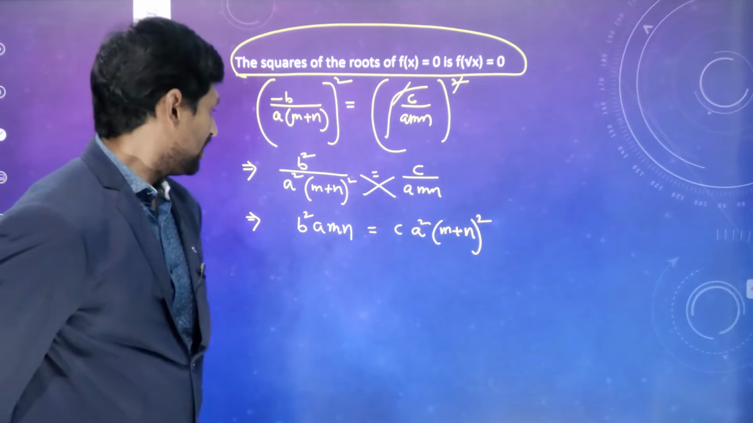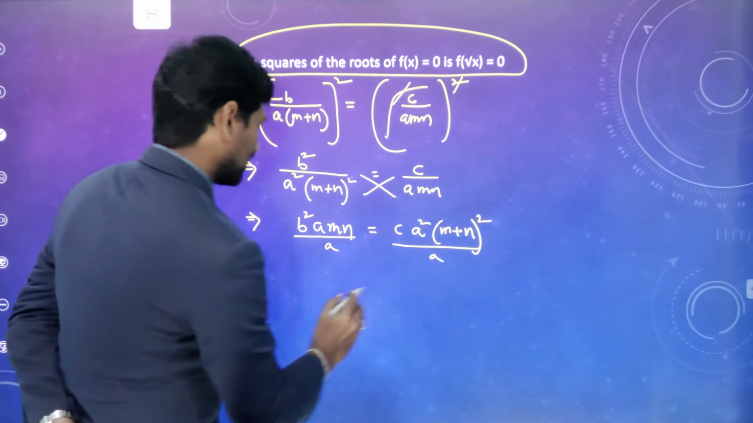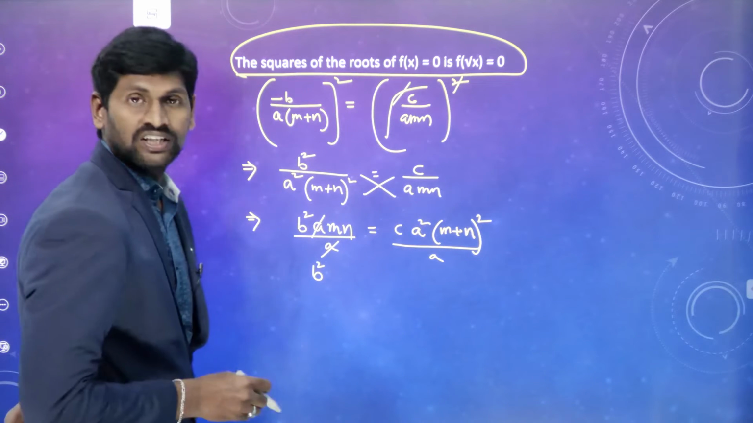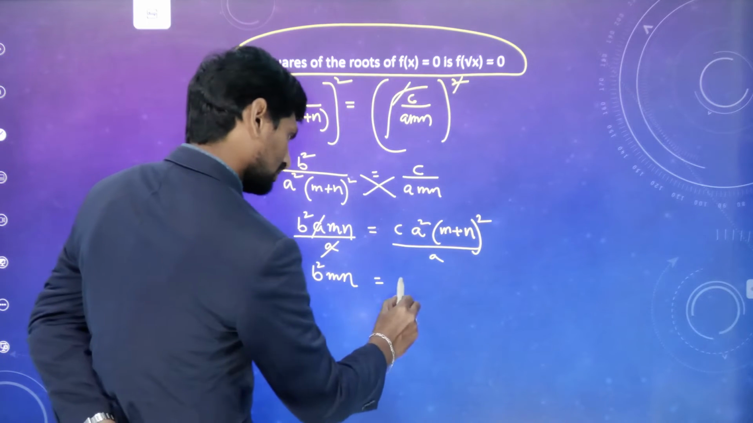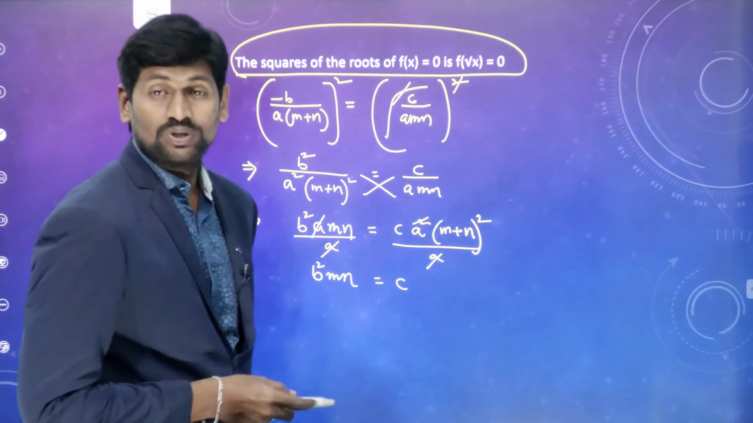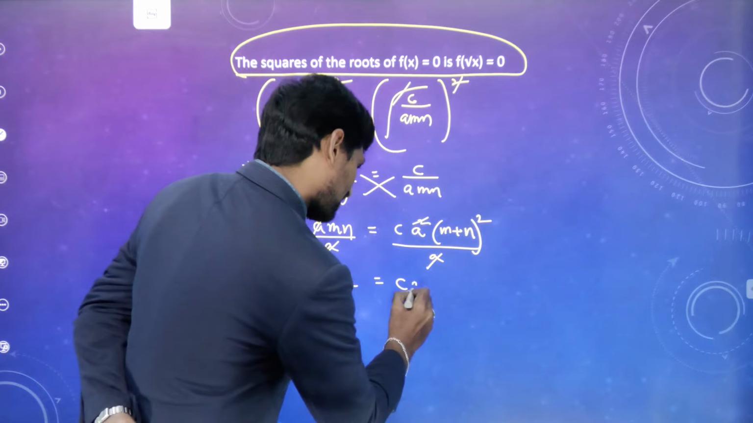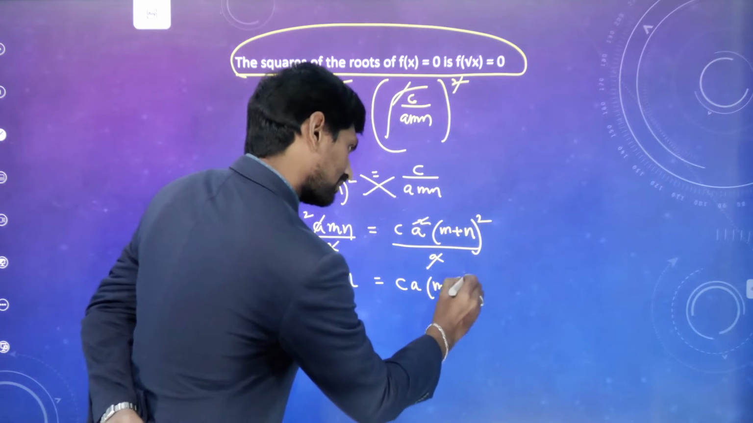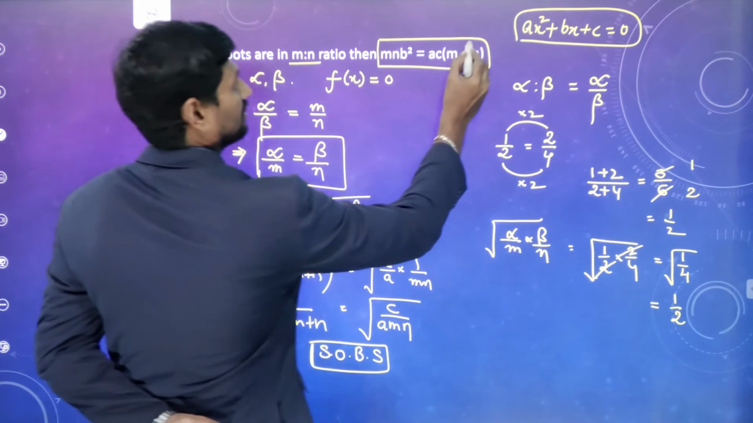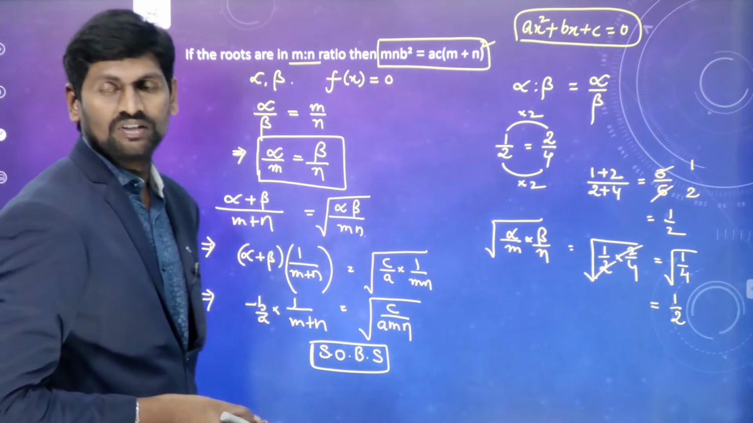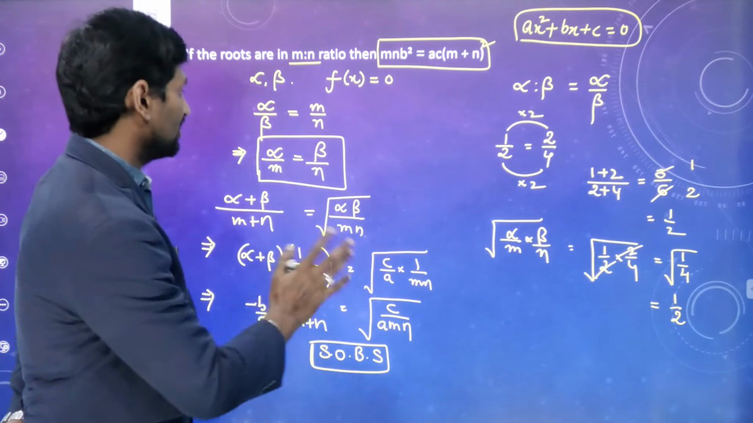Clear? Now divide by a on both sides. What will it give? Here the denominator a and numerator a cancel, b square mn equals c, and a square cancels. That means a square is nothing but a into a, one a will be cancelled. So b square mn equals ca into m plus n whole square. So this is what we have to prove, if the roots are in the ratio m is to n. This is the condition we have to apply.